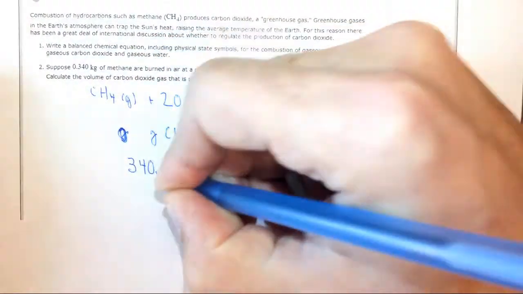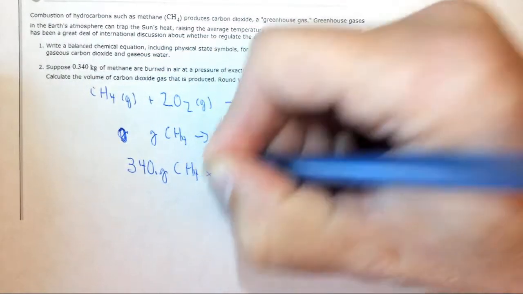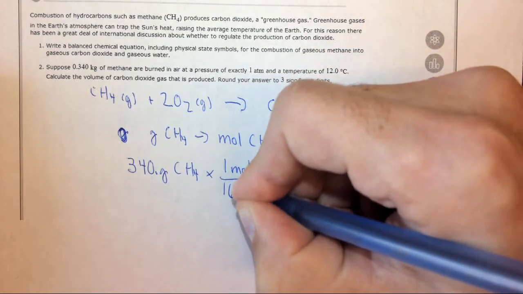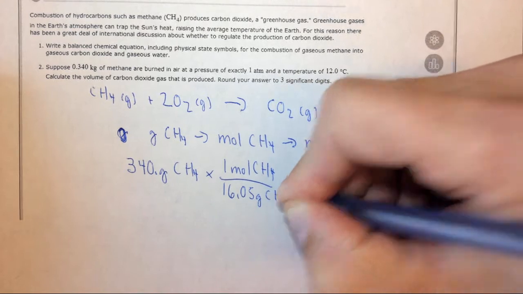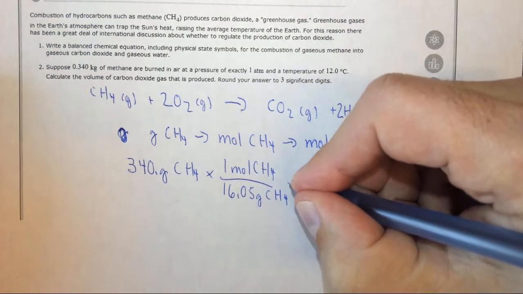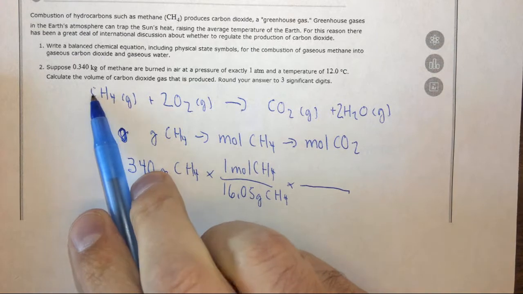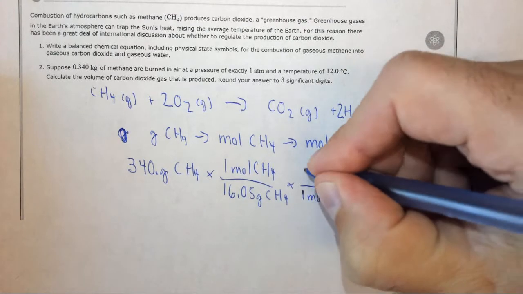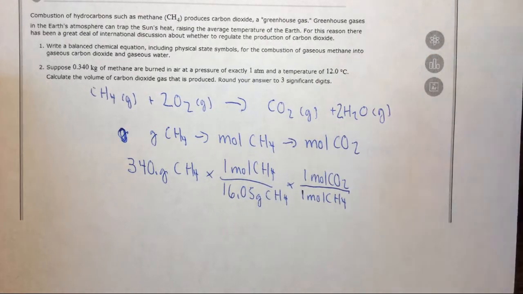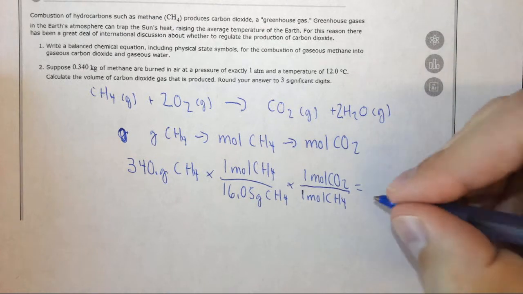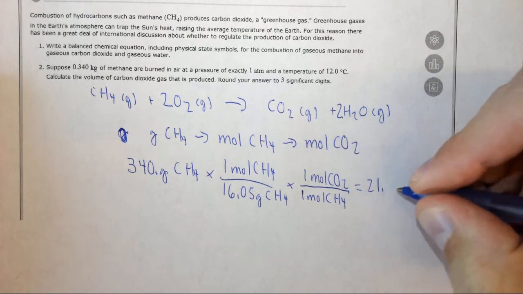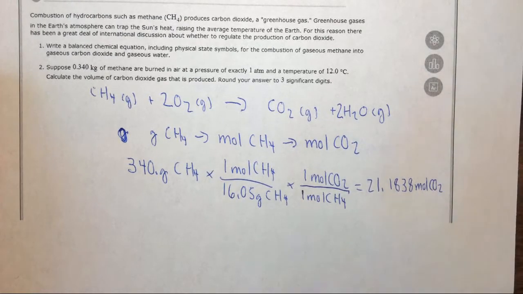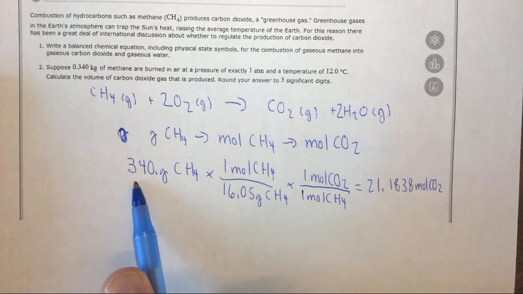So starting with 340 grams of methane times 1 mole of methane on the top, 16.05 grams of methane on the bottom, which was found just by adding up carbon and 4 hydrogens, times 1 mole of methane on the bottom from the balanced chemical equation, 1 mole of CO2 on the top. We find that this produces 21.1838 moles of carbon dioxide when we burn 340 grams of methane.